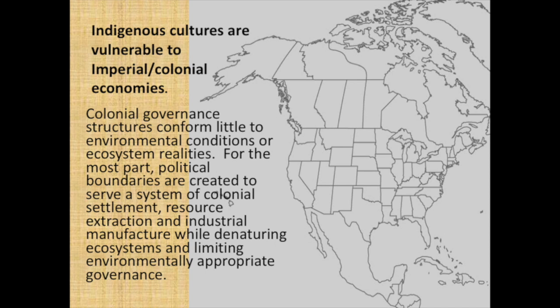So by dividing up land in squares and rectangles or geometric figures, all the way down to private property that is owned by individuals or corporations, we see a denaturing of the indigenous economies. So the working class as well is subverted by this system.